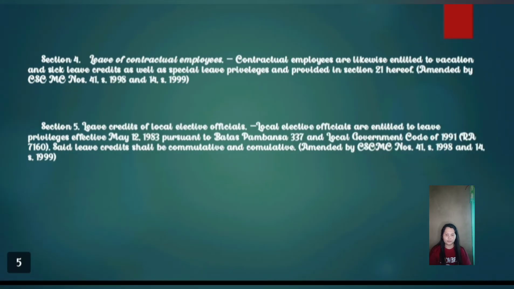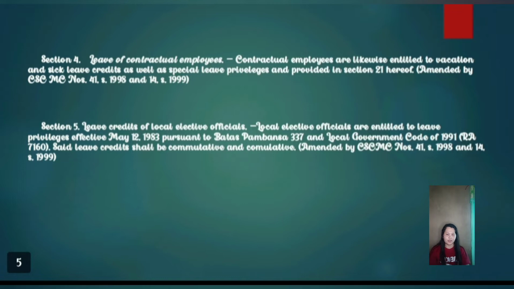Section 4. Leave of contractual employees. Contractual employees are likewise entitled to vacation and sick leave credits as well as special leave privileges as provided in Section 21 hereof. Amended by CSCMC number 41, Section 1998 and 14, Section 1999.